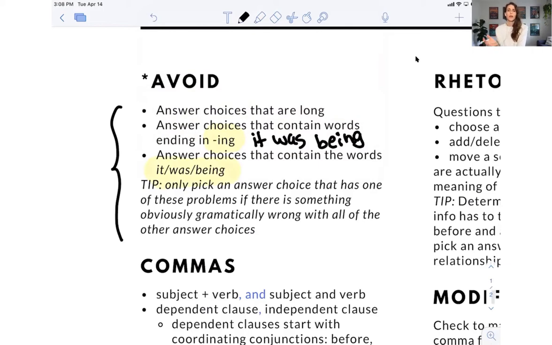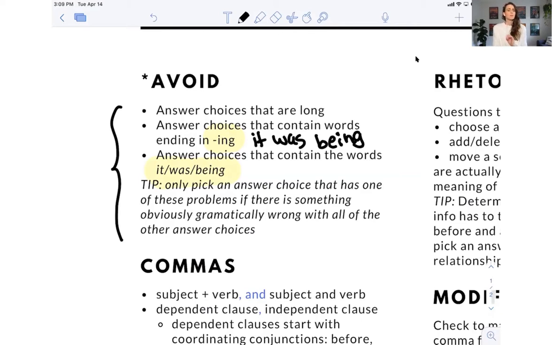It doesn't mean I will never pick an answer choice that is long, or has the word it, or the word was, or an ing. That's not the case here. If that was the case, it would be so easy to take the writing and language section, right? We could just eliminate all of the long answer choices, eliminate these, and not really understand grammar, and that would defeat the purpose of this section. Instead, I'm going to be suspicious, meaning I'm going to see if any other answer choice could possibly work before I pick an answer choice that has one of these problems.